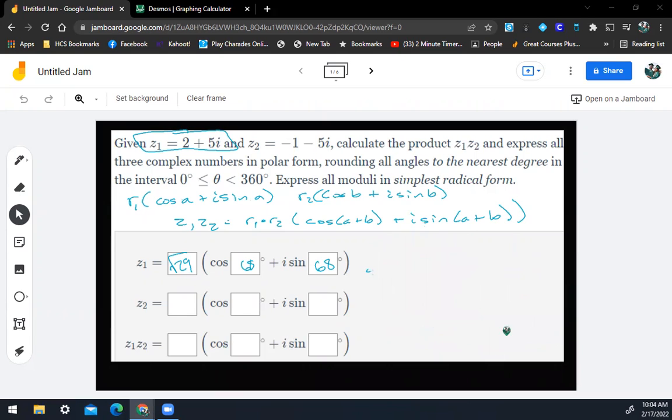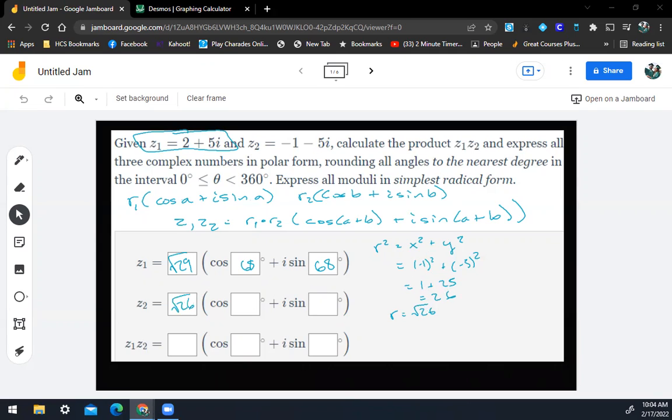For Z2, basically, first we're going to find R. We got R squared is equal to X squared plus Y squared. At this point, you should just be checking your work. -1 squared plus -5 squared. Everybody got that? Then you end up with 1 plus 25, which gives you 26. So basically, R is equal to the square root of 26. We can go ahead and put that there.